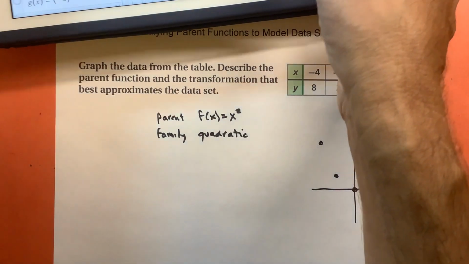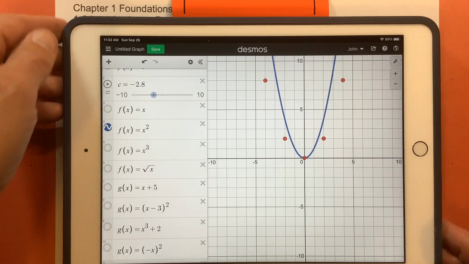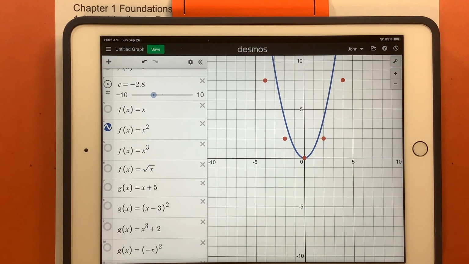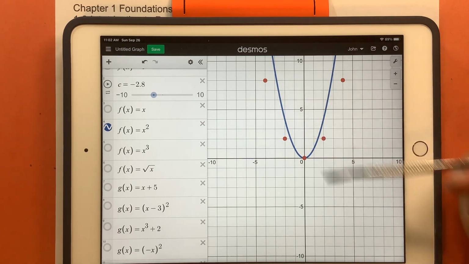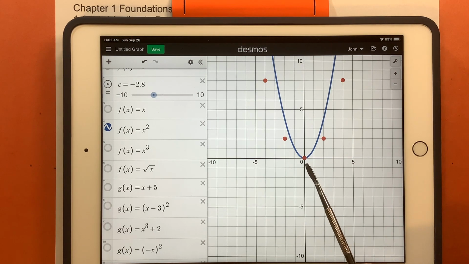But let's try to see what actually happened here. How would I go from the blue graph to a graph that would go through the red points? Notice that at the origin, the vertex didn't change. That tells me that it's not a translation. So I can cross out translation, because if it was a translation, the whole thing would change, including the vertex. It would go up, down, left, right. But the vertex of the red graph and the vertex of the blue graph, the parent function, are in the same place.